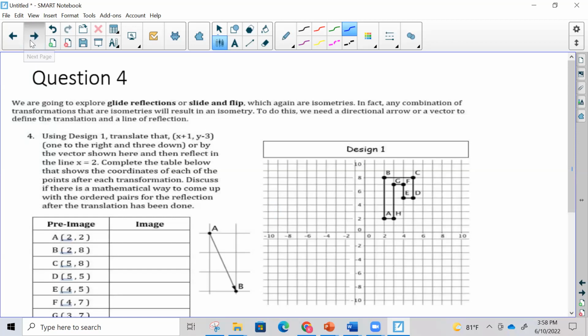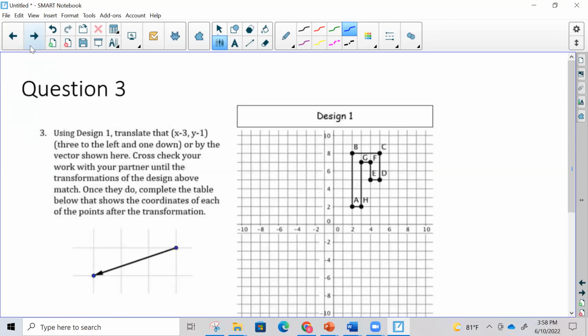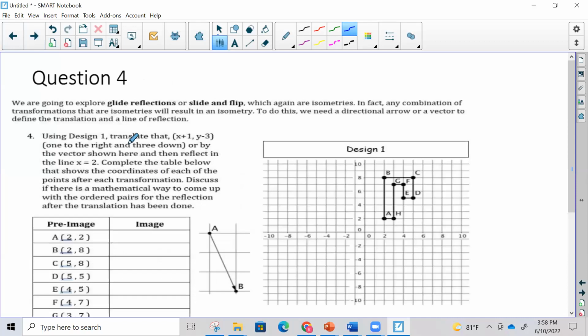So there is number 3, which is another practice. It's the same thing. So you can try it with this vector. They even tell you how to move, which most of the homeworks won't. You do have to know how to move from there. But we're going to look at number 4, which combines two transformations that we did.